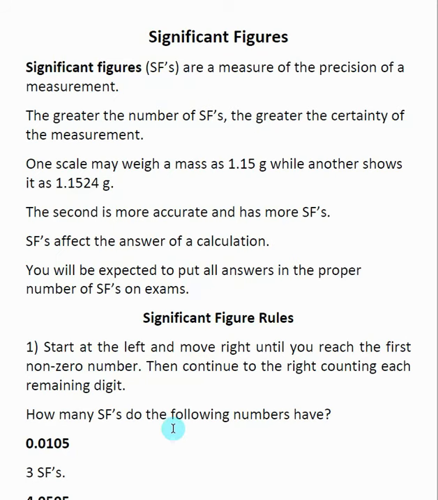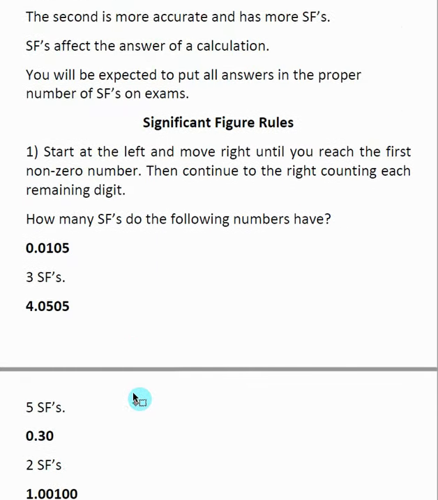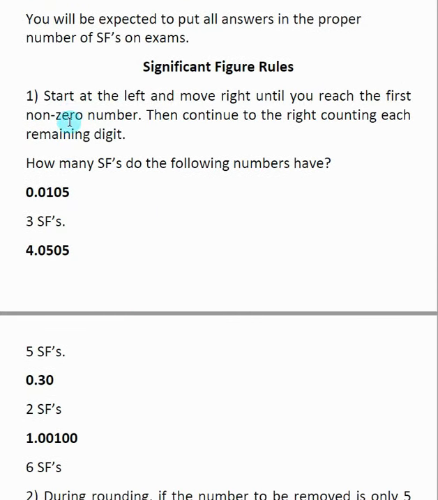So the first thing we want to do is be able to look at a number and say how many significant figures it has. And here the rule is kind of simple. It just says start at the left, move to the right until you reach your first non-zero number, then count to the right, counting each remaining digit. So here are some numbers. We want to determine how many significant figures they have. So here I start at the left, go to the right till I hit the first non-zero digit, and then I start counting digits. 1, 2, 3. So this first number has 3 sig figs.